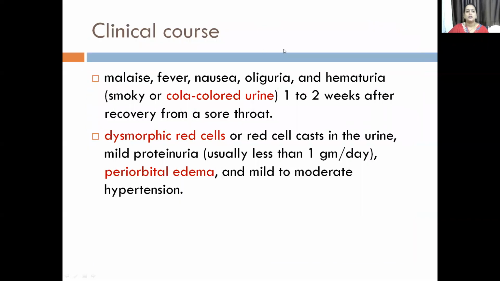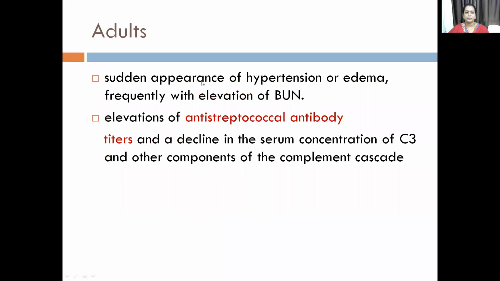So what is the clinical course? There is malaise, and cola-colored urine 1 to 2 weeks after the sore throat. After the sore throat is important. Then if you do the urine examination, there will be dysmorphic red cells, periorbital edema, and mild to moderate hypertension. You know, these things happen. In the adults, what happens is that there is sudden hypertension or edema, elevation of anti-streptococcal antibody titers, and decline in the C3 levels, which are seen in both. So elevation of anti-streptococcal antibody titers is important.